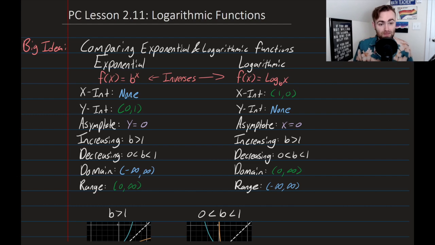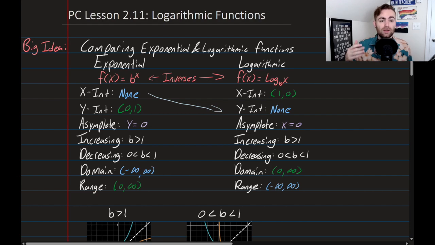So one of the first big things to notice is anything that has to do with x now has to do with y. So if we look here, we have no x-intercepts for a non-translated exponential function. So we have no y-intercept for a non-translated logarithmic function. The y-intercept, (0, 1), becomes an x-intercept of (1, 0).